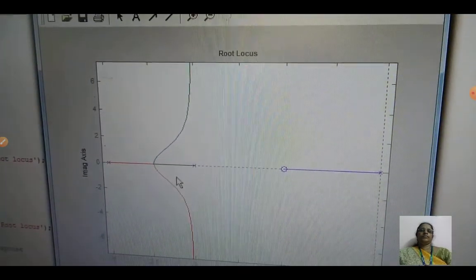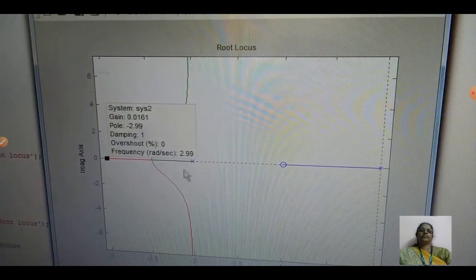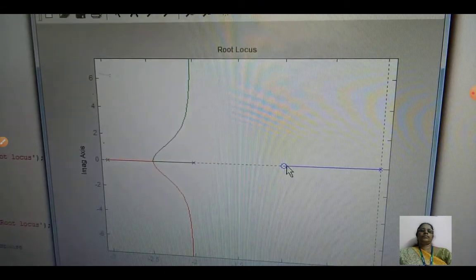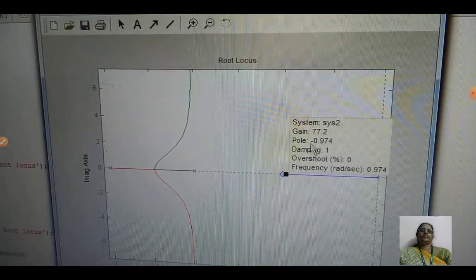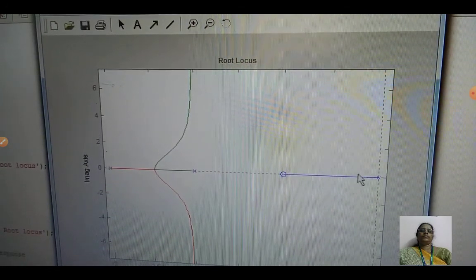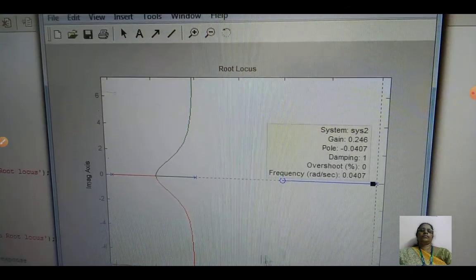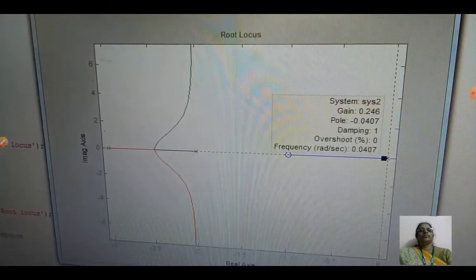Then the next one is the pole and zero effect. So this is the pole at minus 2.9. This is the pole at minus 2. This is the zero, shown as a circle. We can see the gain, the pole, the damping, the overshoot, everything. So this is the effect of the pole and zero on the root locus.